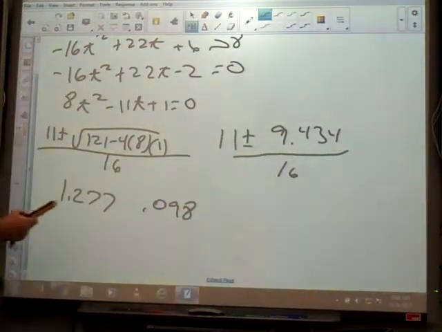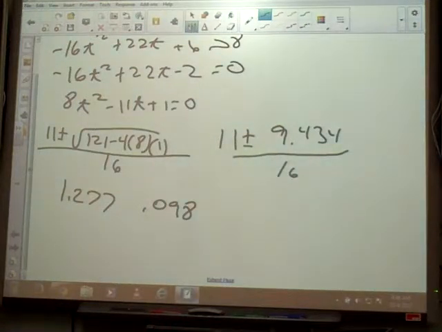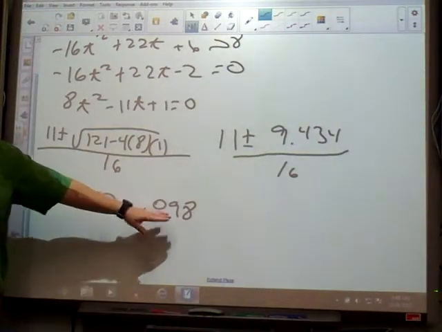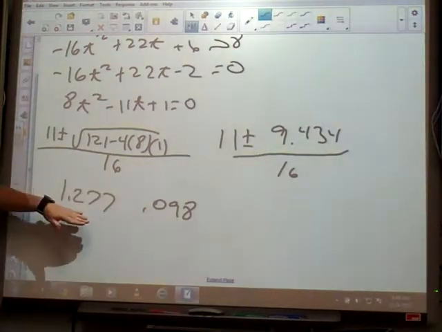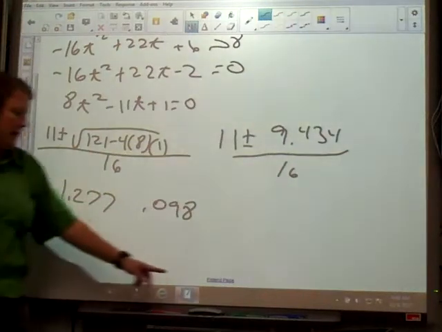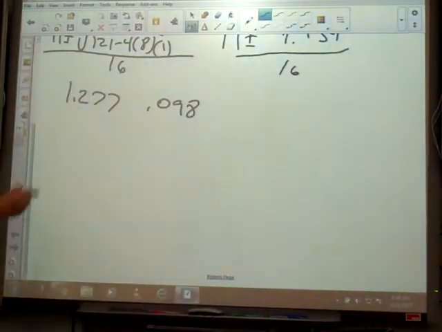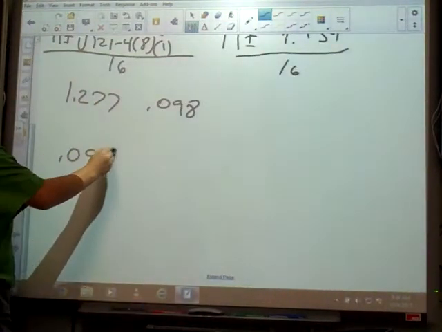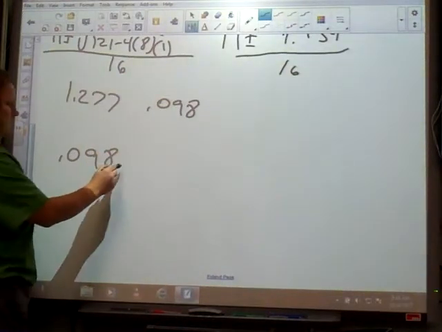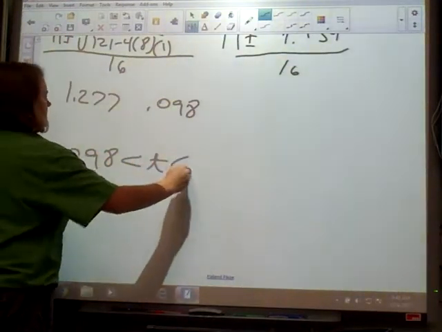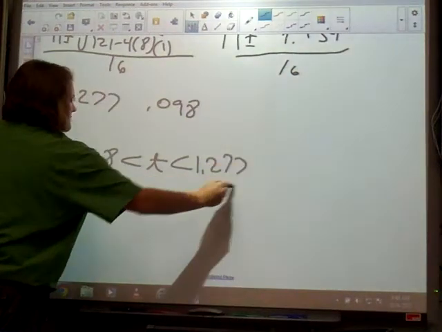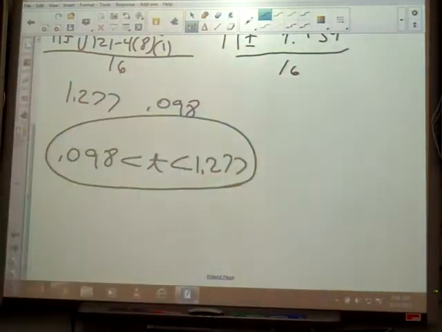So what that means, in context to this problem, is that we were trying to find when the ball was going to be above 8 feet off the ground, between that little bit of a second and a little bit more than a second. So you've got a real narrow time window. If I wanted to write this fancy, the smaller number would go first. Look like that.